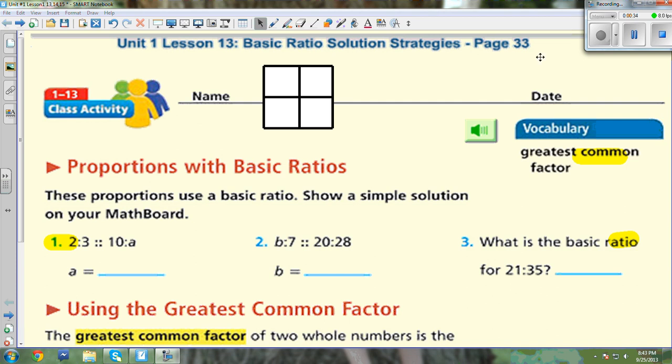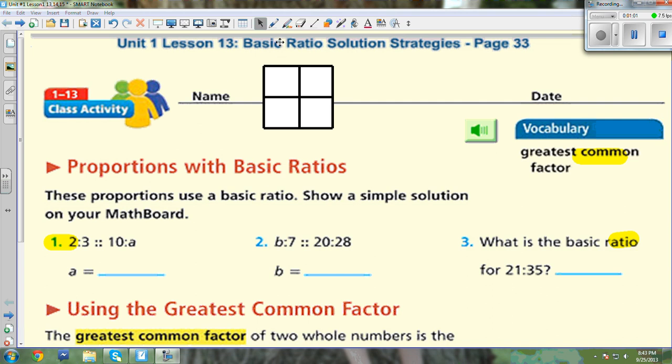So in your black notebook, again, make sure you write this down. Basic Ratio Solution Strategies, page 33, lesson 13. And then it says proportions with basic ratios. Over on the right, you have a vocabulary word which we will copy down in a little bit, greatest common factor. These proportions use a basic ratio, show a simple solution on your math board, and we're just going to use our black notebook for that.